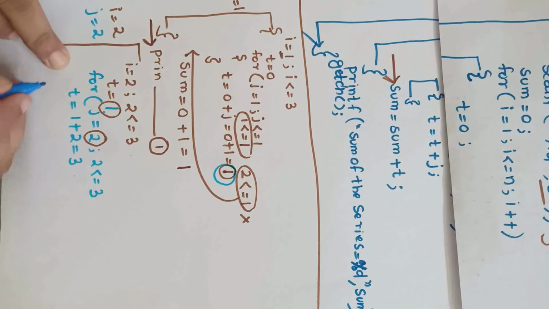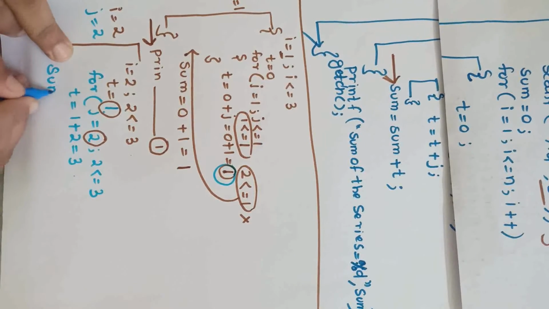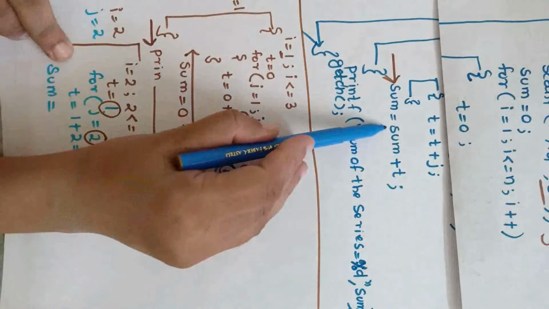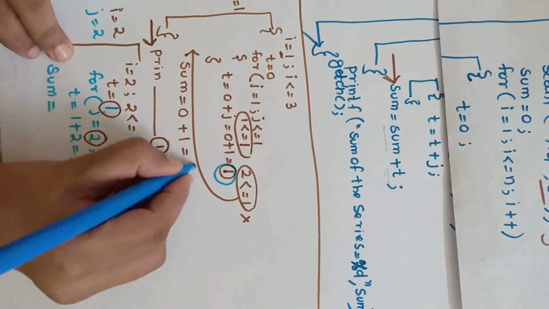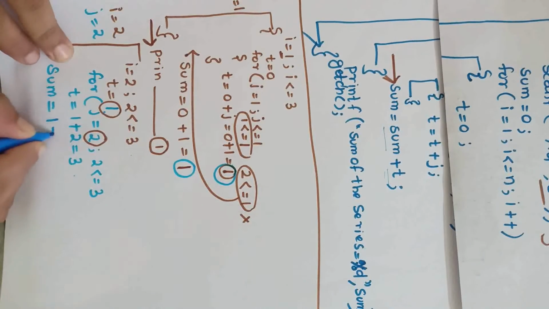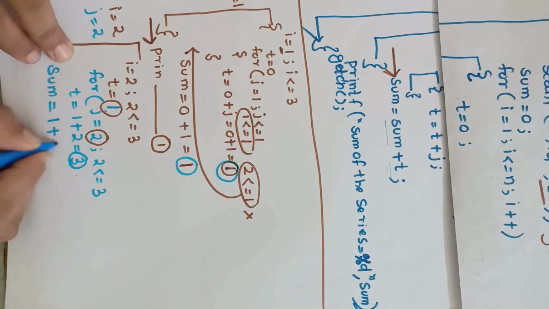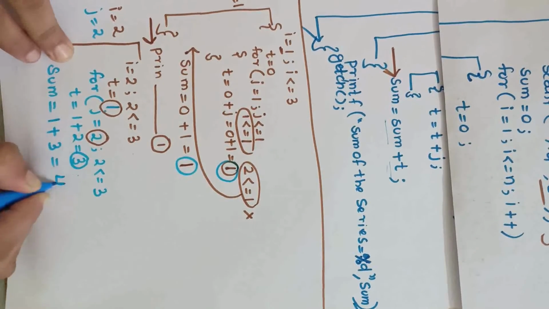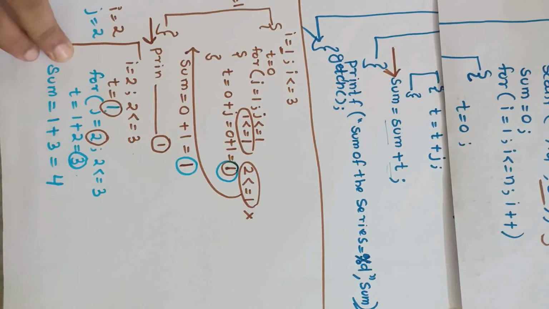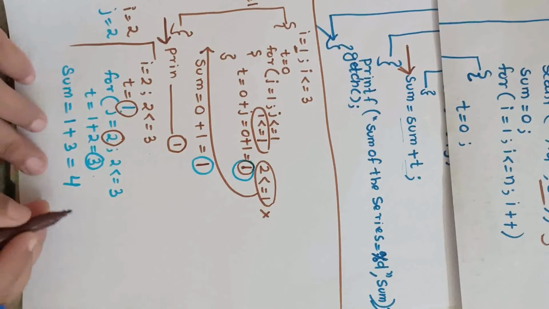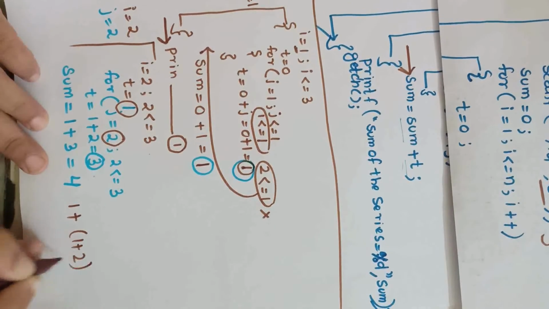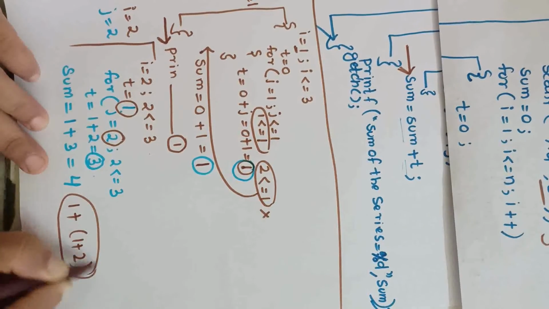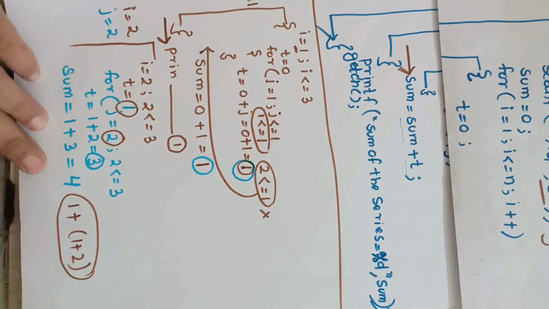Okay, so next is sum. Sum equals sum plus t. So what is the value of sum now? 1. 1 plus what is the value of t now? 3, equals 4. So what is the value of this series? The series 1 plus 1 plus 2. This one is 4. We calculated here.